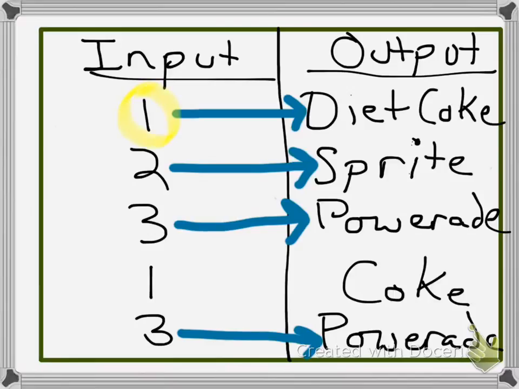Button number 1, in both cases, is actually going to 2 different outputs. Alright? An input of 1 can either get you a Diet Coke, or an input of 1 can get you a Coke. If you ever see a relationship where one element of the domain, or one input, goes to 2 different elements of the range, or outputs, that would be an example where this would not be a function.